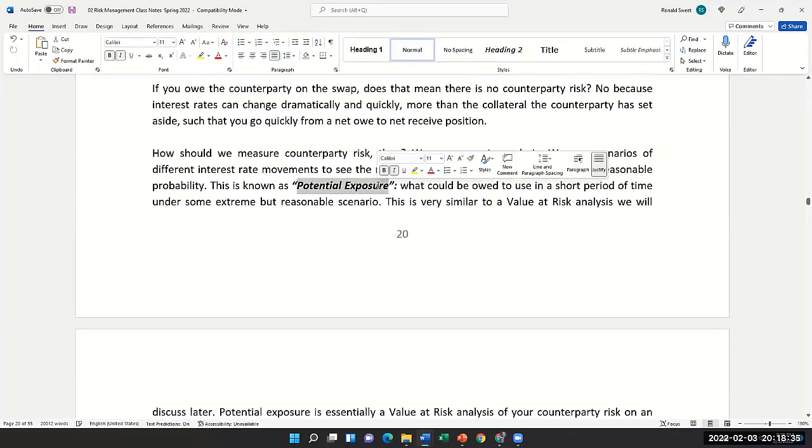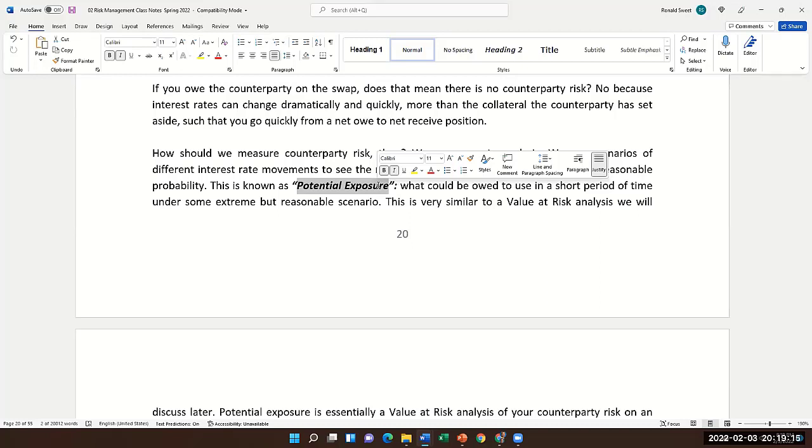So that brings up this concept of potential exposure. Remember with the interest rate swaps, sometimes you owe money and sometimes they owe you money. So it's not like normal debt. If you loan someone $100 million, your exposure is $100 million. Well, with a swap, you may owe them money right now, but you still have exposure because interest rates could change really quickly and now they owe you. So what we do is something called potential exposure, essentially a value at risk analysis. You run scenarios and try to say, in a worst case scenario, what's the most they would owe me? That's what potential exposure means.